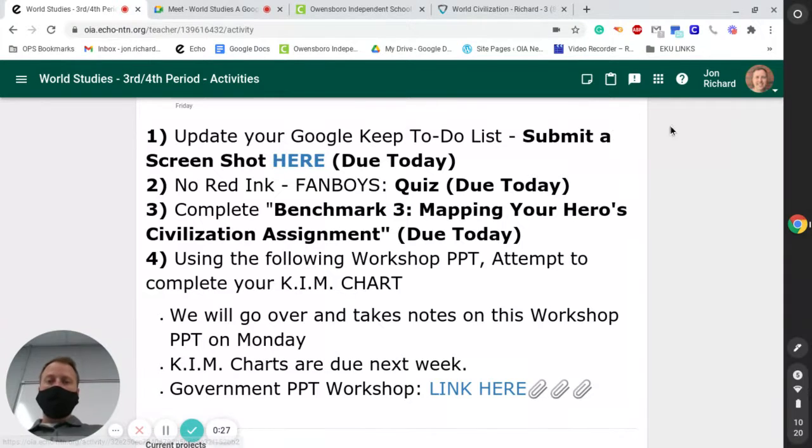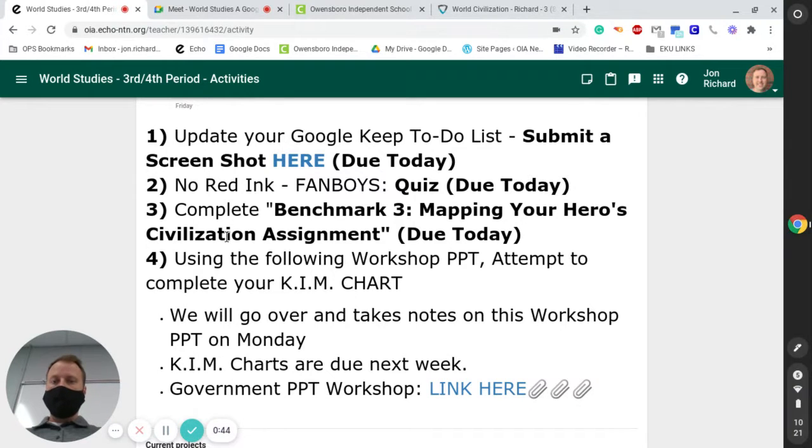Update your Google Keep and submit your screenshot here. We've done that multiple times. You should know how to do that. You need to, before the end of the class period, take the NoRedInk Fanboys quiz. It is due today. We are going to do benchmark 3 first, and then you're going to go and take that.